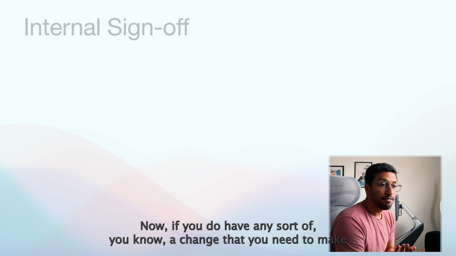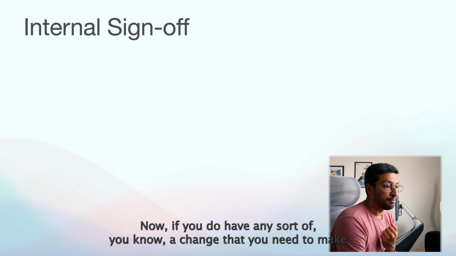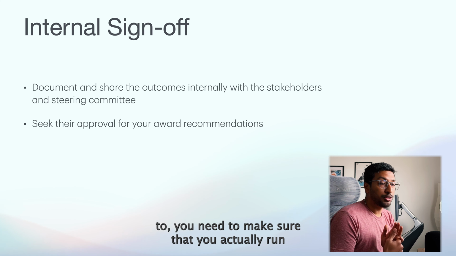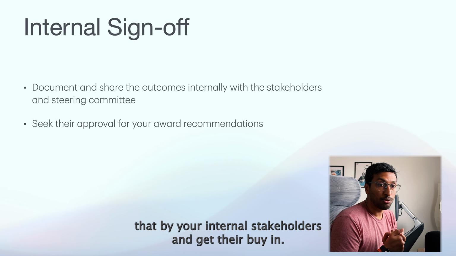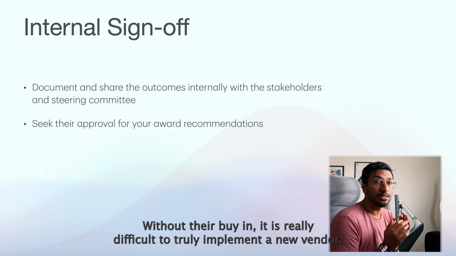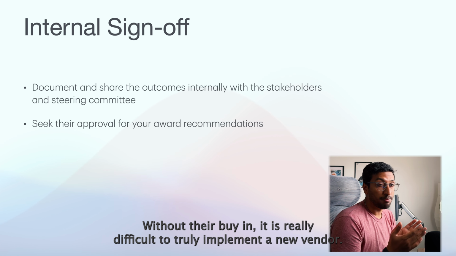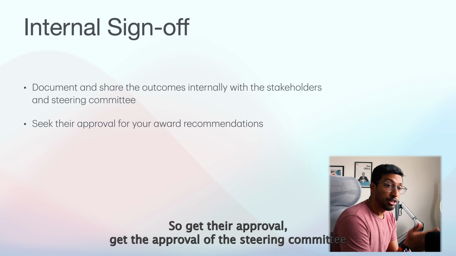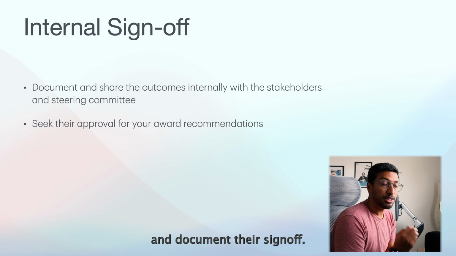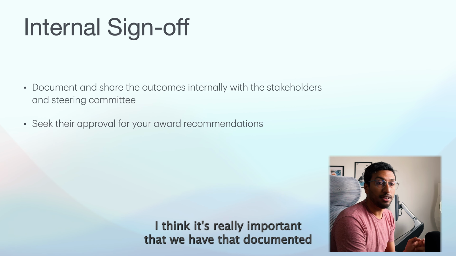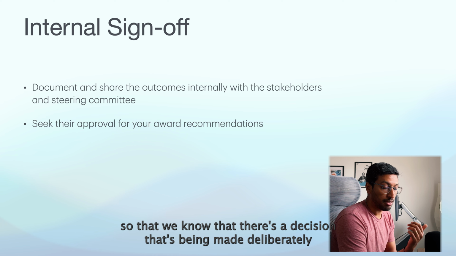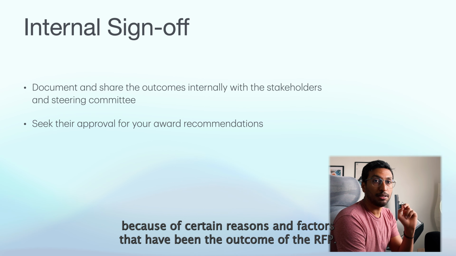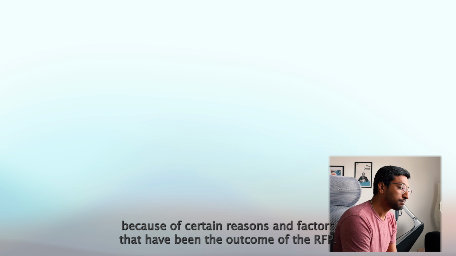The second piece is the internal sign-off. If you do have any sort of change that you need to make or any alternatives that you need to switch over to, you need to make sure that you run that by your internal stakeholders and get their buy-in. Without their buy-in, it is really difficult to truly implement a new vendor, so it's important to get that. So get their approval, get the approval of the steering committee, and document their sign-off. I think it's really important that we have that documented so that we know that a decision is being made deliberately because of certain reasons and factors that have been the outcome of the RFP.